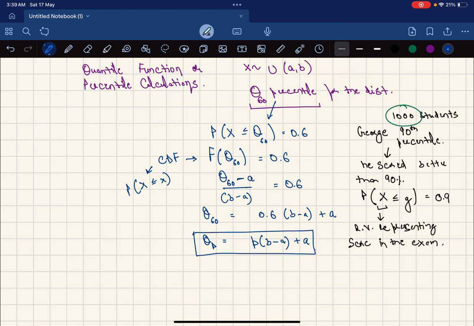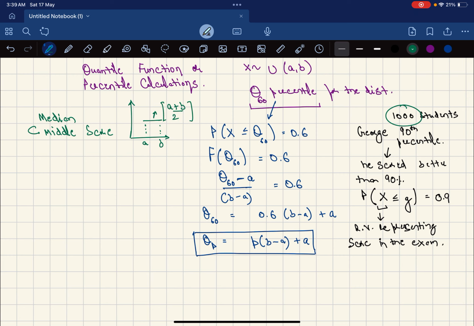So once again, we don't have to really memorize or learn anything here. This is just to show how we can calculate any percentile for any distribution in general. Now, once we have done that, let us try to calculate the median of this distribution. So we all know how a median is calculated. Median is nothing but the middle score of the distribution. Now, just by looking at a uniform distribution, we already know if the uniform distribution ranges from A to B, then the middle score would be the average of the two, which is (A plus B) upon 2. But we'll see how we can derive that here.